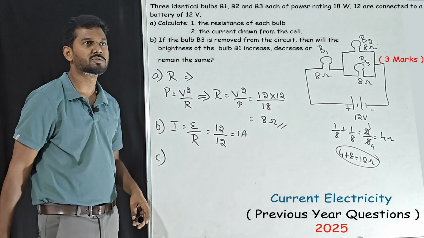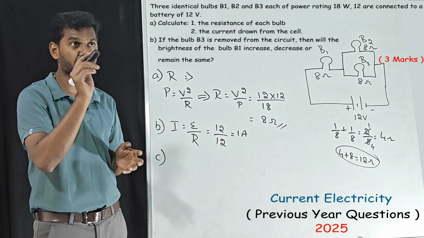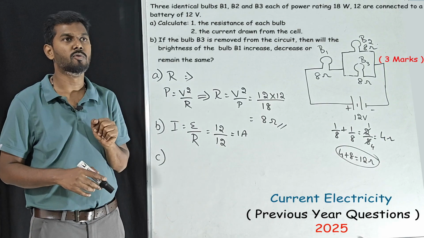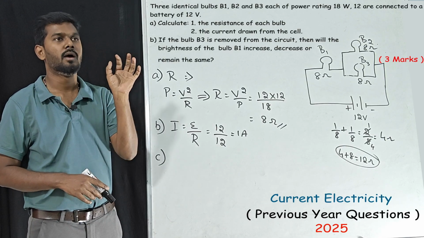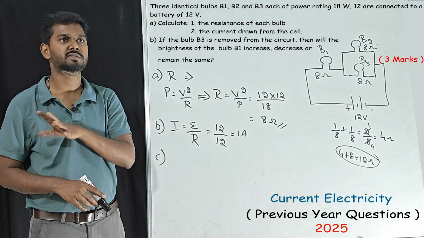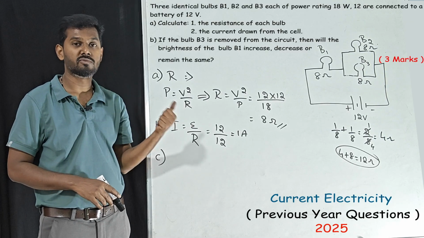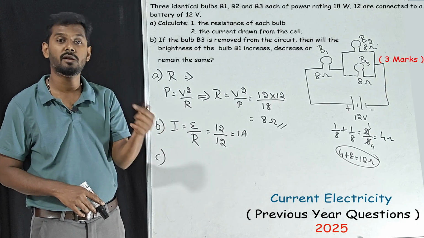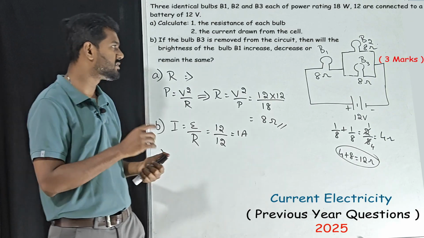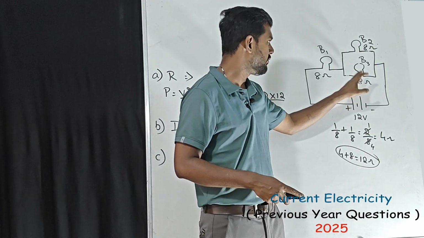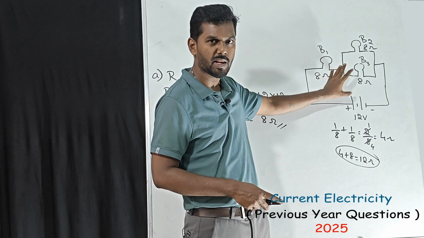Now sub question C. This is a little tricky. If bulb 3 is removed from the circuit, then what will be the brightness of bulb 1? Whether it increases, decreases or remains the same. In one of the questions we have learnt that brightness completely depends upon voltage. Now listen. First, we are not going to remove the bulb yet. Let it be like that.